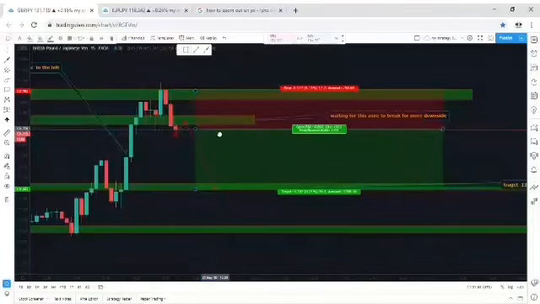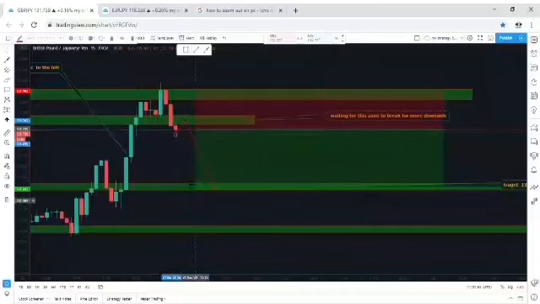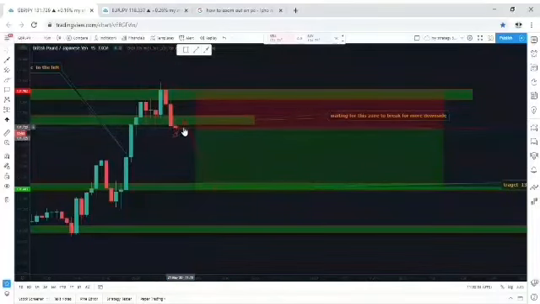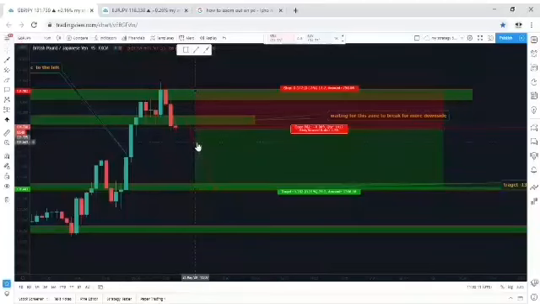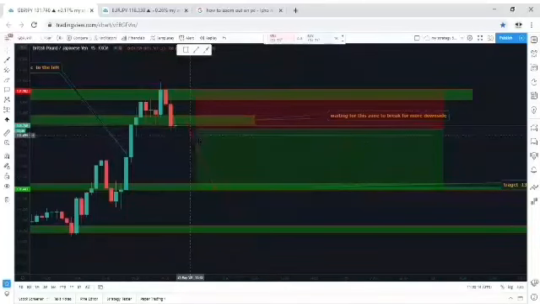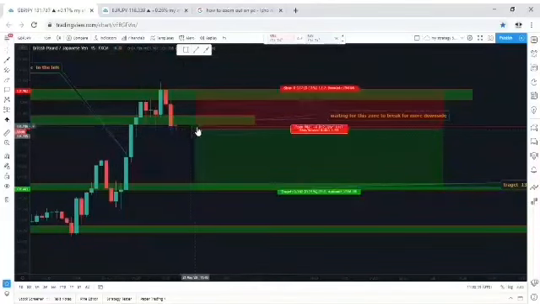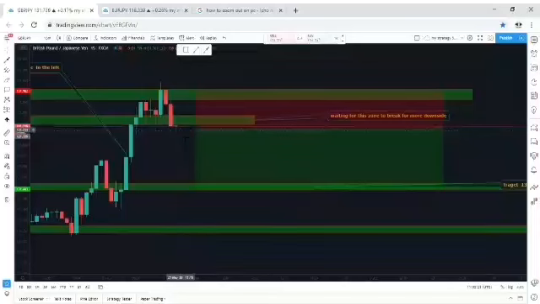Let me see. Okay, let me just remove this. Now, we are on the 15 minutes time frame. Once this candle, you can see this one candle has broken the low of the previous one. Wow, that's a good one for us, that this is going to go down.